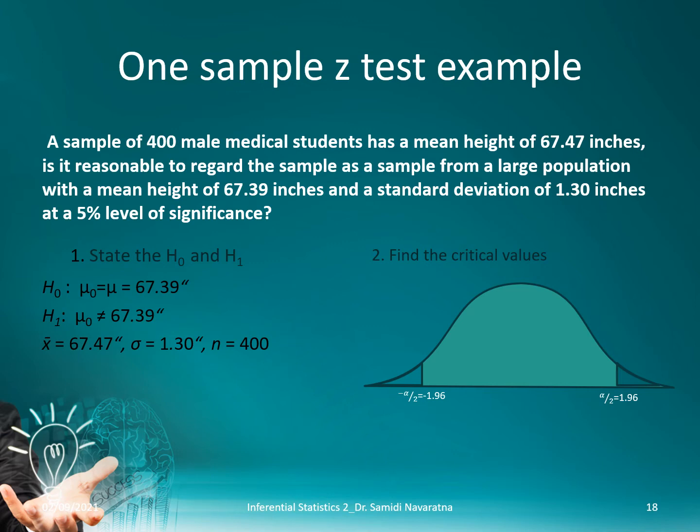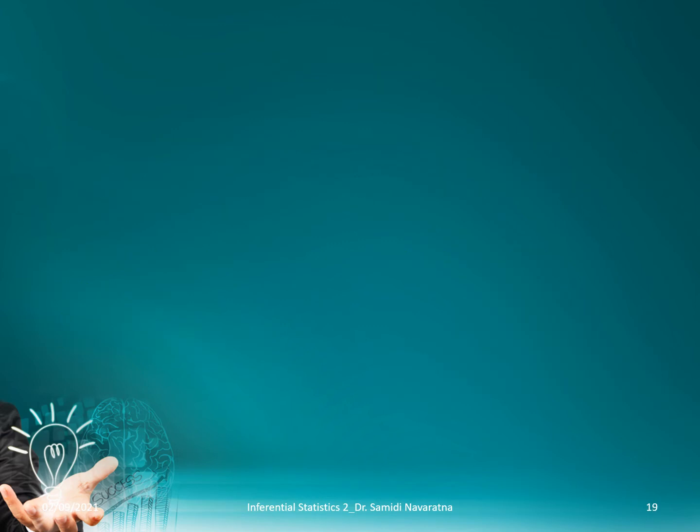Then, so the next step is to compute the test value. We'll use the formula you just learned. So Z equals x bar minus mu divided by the standard error. So the answer is 1.231.